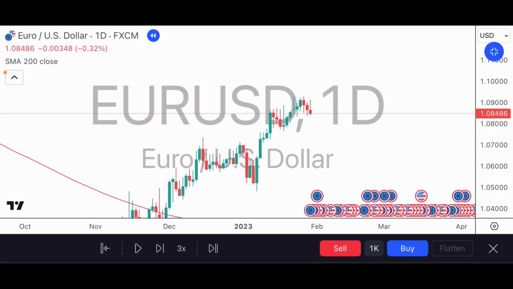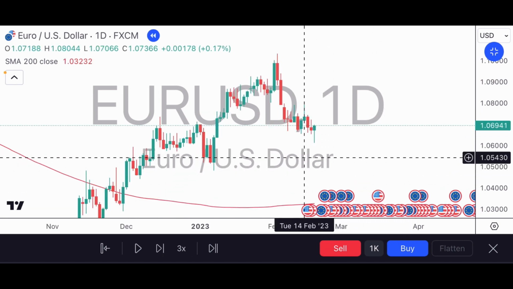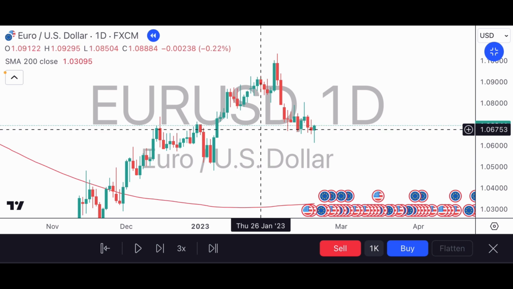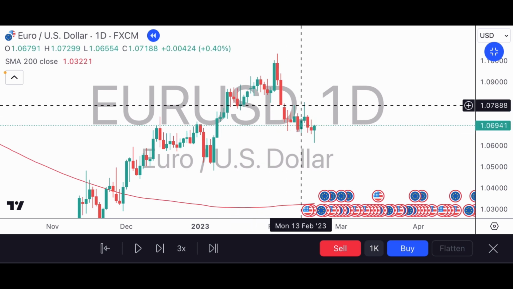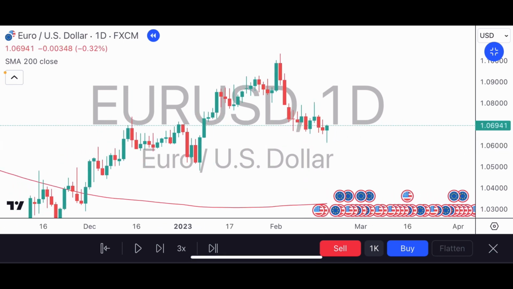So I'm going to be using the SMA on a 200 period. Since price is above the SMA, I'm going to be looking to buy. So we just have to wait for an entry. We should be good to go. Let's see.